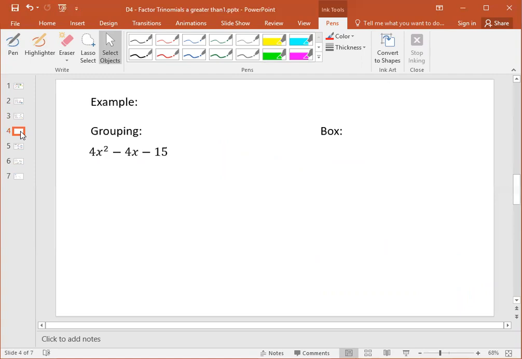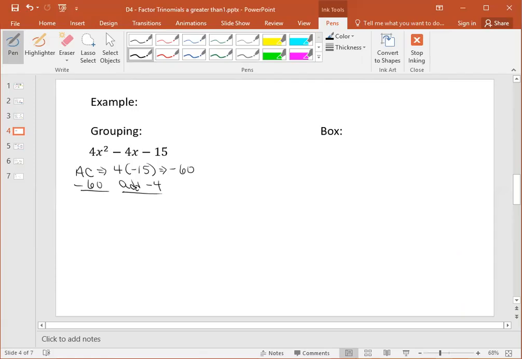So we're going to try one more. Here we go. We've got 4x squared minus 4x minus 15. The first thing we have to do is our AC, which is 4 times -15, which is -60. So I need to find the factors of -60. They have to multiply to -60, and then they have to add to -4.